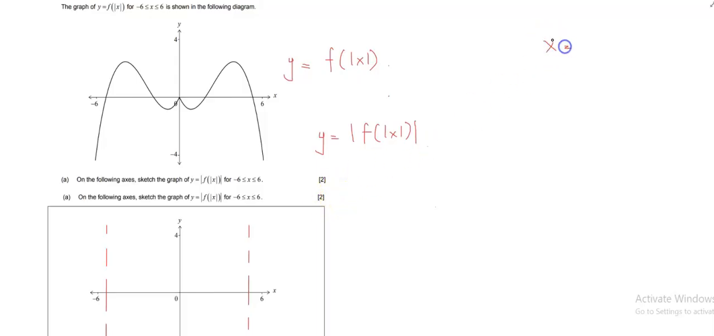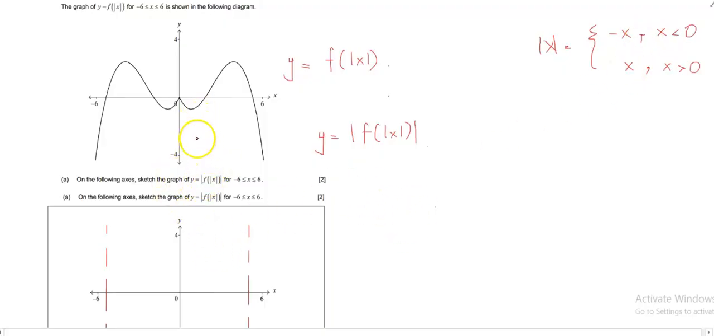Now we just need to remember what the modulus function does. By definition, if we have x modulus, it will go to negative x if x is less than 0, and it will go to positive x if x is greater than 0, right? Based on that analogy, wherever our function f of modulus of x in the original graph is staying below the x-axis, we will make sure that it stays above the x-axis. So this is the region which is staying below the x-axis, so it will stay above the x-axis. And similarly, that's the second region which is staying below the x-axis, so it's going to stay above the x-axis.